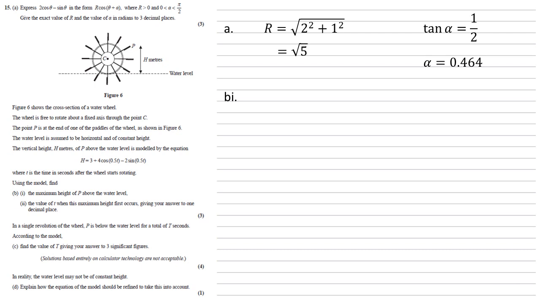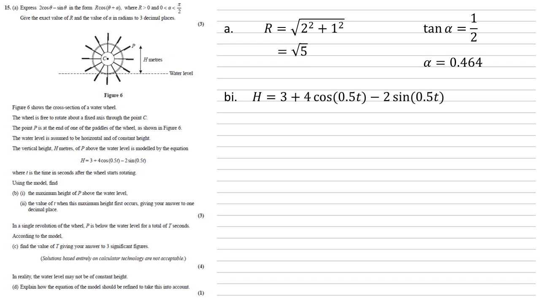We need to use the model to find the maximum height of P above the water level and the value of t when this maximum height first occurs, giving our answer to 1 decimal place. The first thing to do with a question like this is to see if we can use the first part of our question, part A, to simplify the equation that we've been given here.